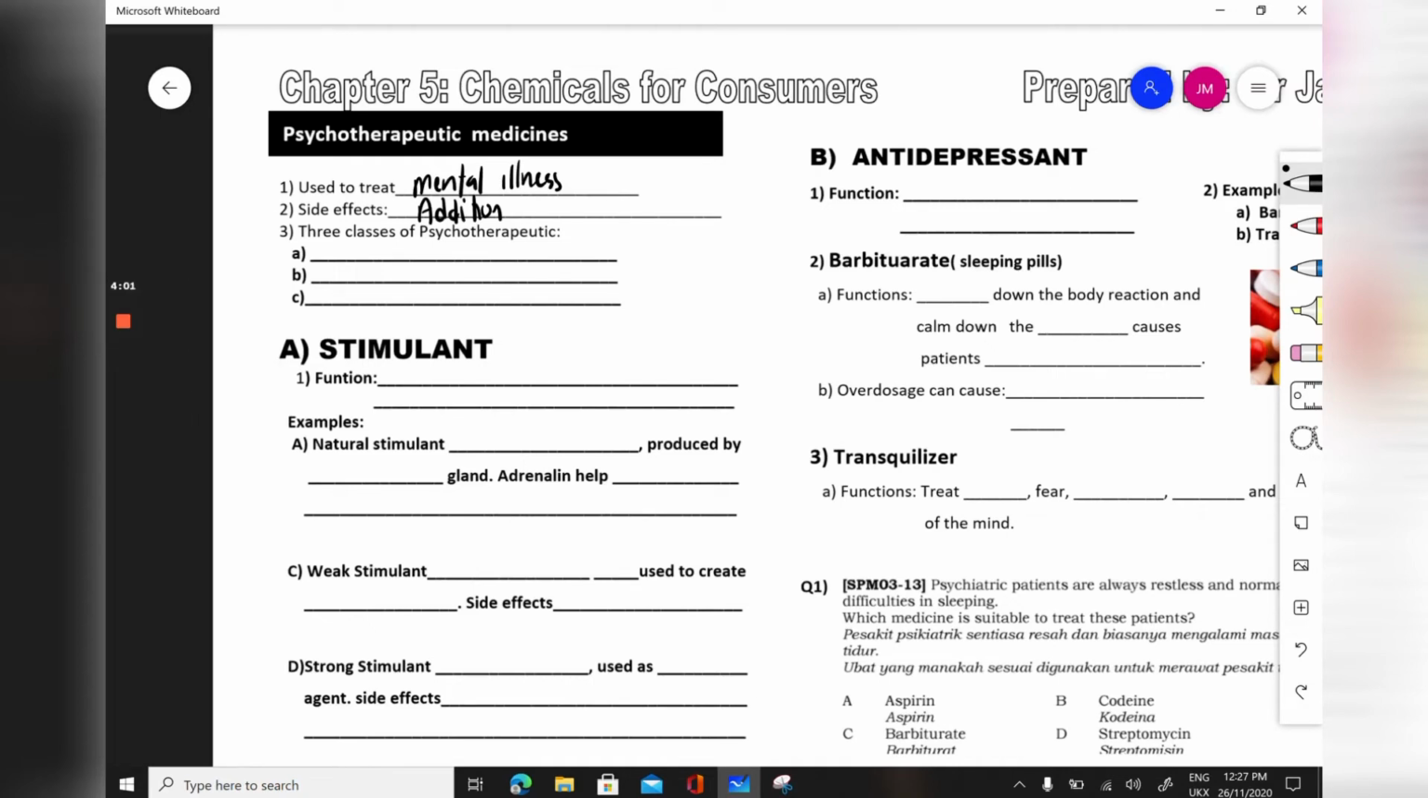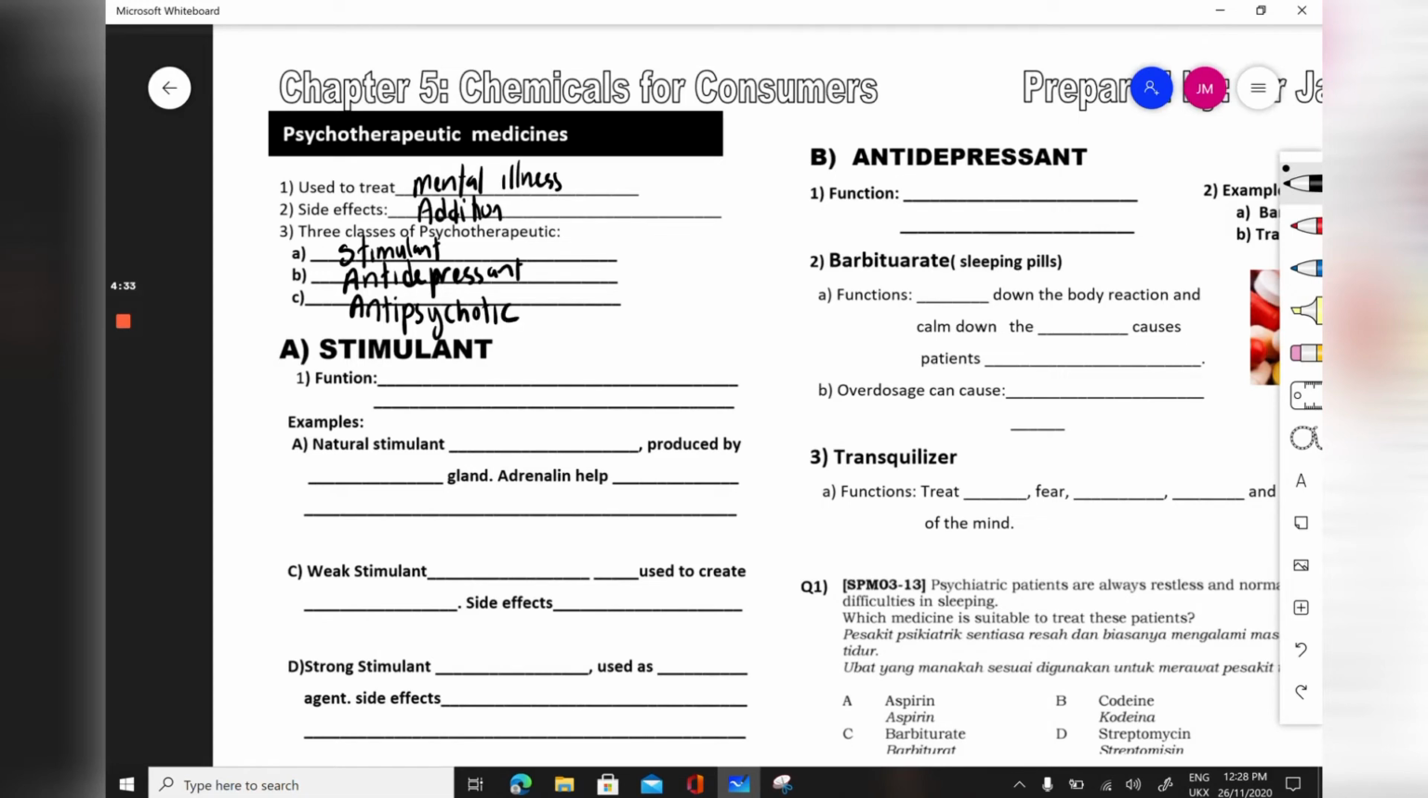There are three classes of psychotropic medicine. It will start with SAA. The S stands for stimulant. The stimulant is used to stimulate the central nervous system. The next one will be antidepressant. The antidepressant is used to treat depression. And the last one is known as antipsychotic.